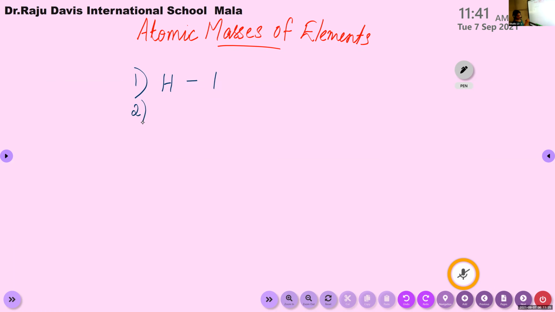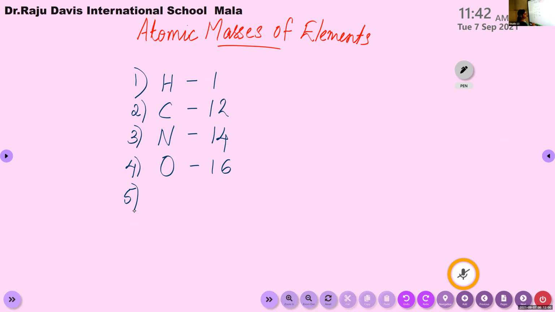Then the next one is C. C for carbon. Its atomic mass is 12. That's the reference, right? Carbon, it's 12. Then the third one is nitrogen. Its atomic mass is 14. Then the fourth one, oxygen. Its atomic mass is 16.